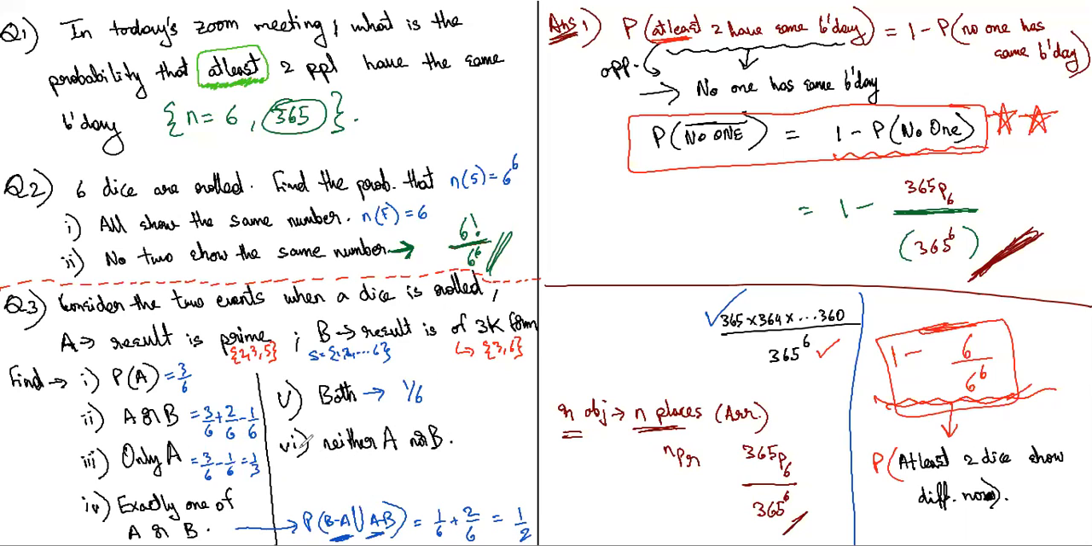Next, this one is also important. Neither A nor B. 1/3. How? Sir, 1 minus A union B. See, I told you this will be probability of A negation intersection B negation, for which you can use De Morgan's law. I hope you guys are understanding.